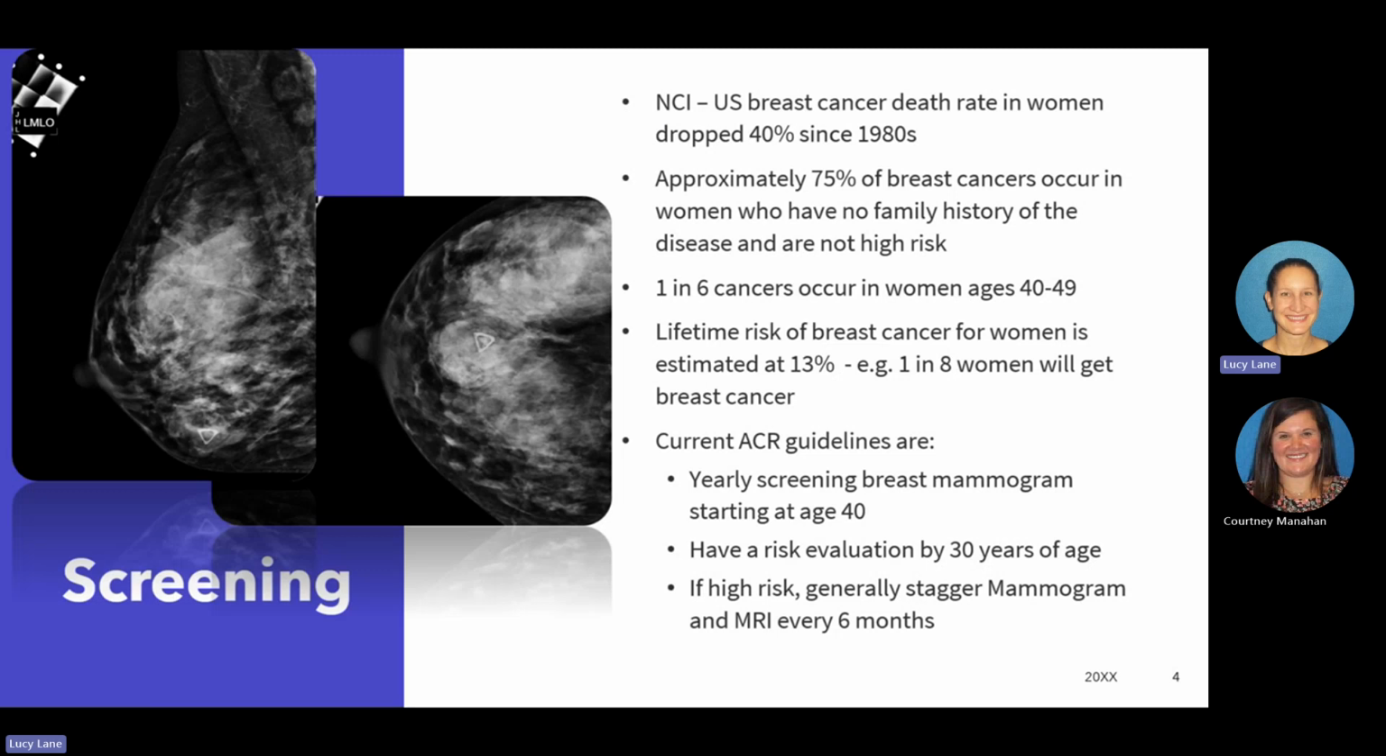So, those sort of statistics all go into our ACR, or American College of Radiology, guidelines, which recommend yearly screening mammograms starting at age 40, and a risk evaluation by 30 years of age. And then, if high risk, generally we stagger a screening mammogram and an MRI every 6 months.